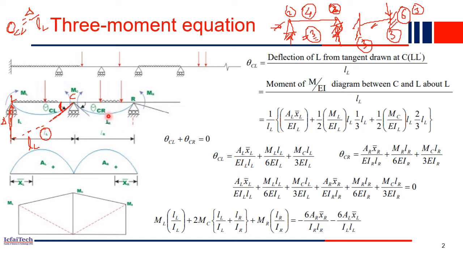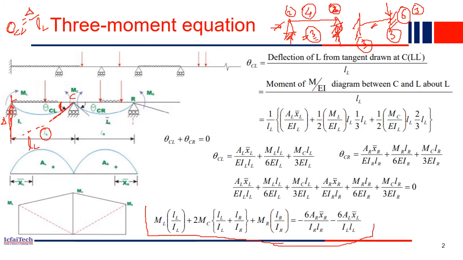Similarly, theta CR can also be computed from this figure, and from these two triangles we get theta CR. If you do it, you get the final simplified equation. Now substitute theta CL and theta CR, whose values we already know, into the compatibility equation. Plugging both values in, you get this expression, and if you simplify it, that is our final three moment equation.